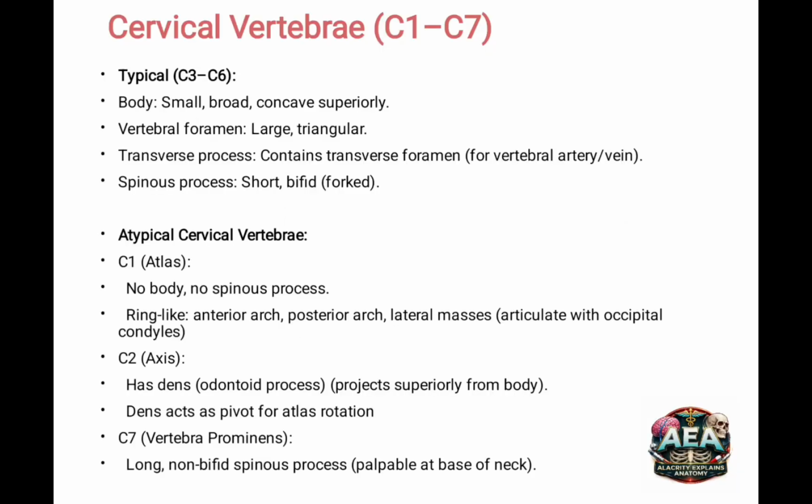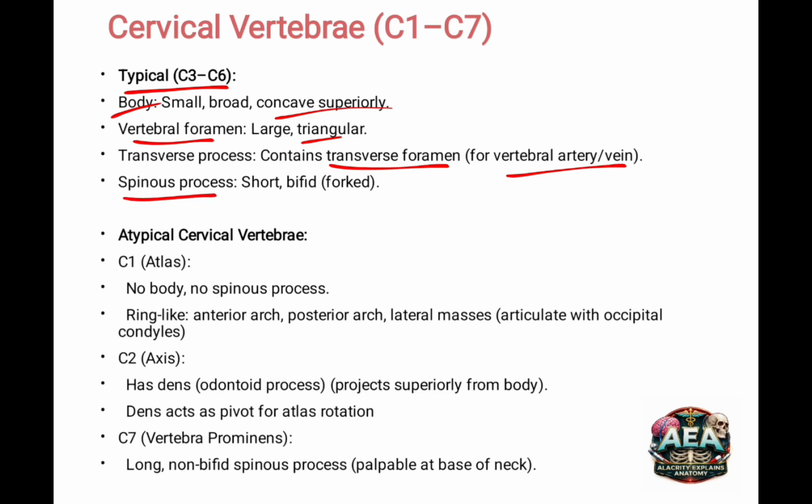Now let's look at individual vertebrae. We have the cervical vertebrae, which the typical ones are C3 to C6. Generally, we have C1 to C7. C3 to C6 are typical cervical vertebrae. They have a body which is small, broad, and concave superiorly. They have a vertebral foramen which is large and triangular in shape. We have a transverse process that contains the transverse foramen for the vertebral artery and vein.